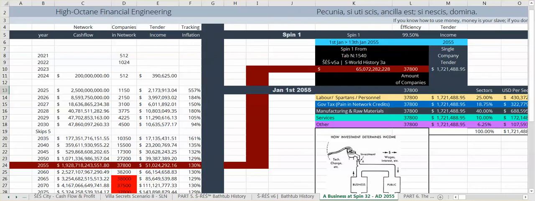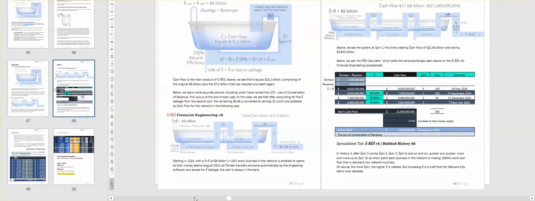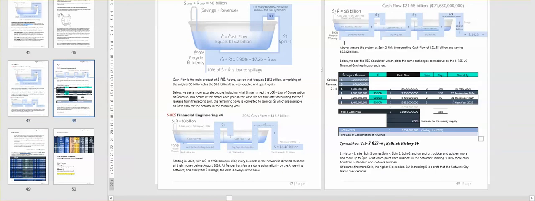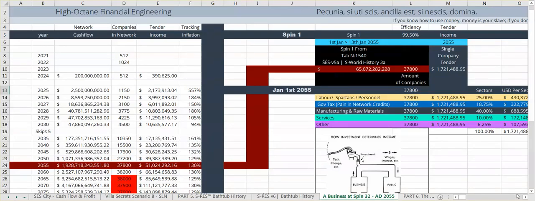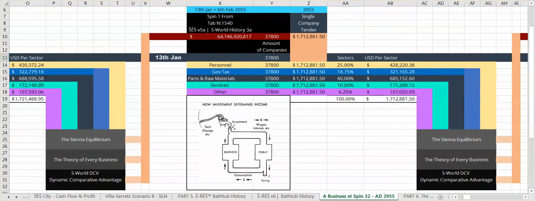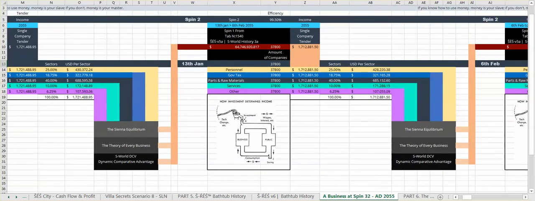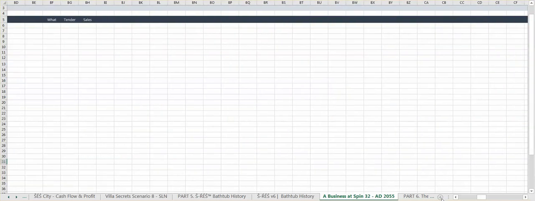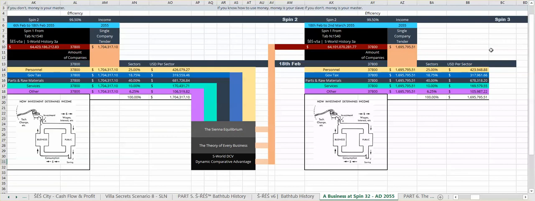This was the bathtubs diagrams. Where are they? Okay, you see this one here, the last one, how it snakes around. That's basically a graphic representation of this, where we can see it snaking around what I call the Sienna equilibrium. Let me just make the spreadsheet smaller so you can see it. There we go. So it comes along, different sector spending, just get caught in the mix, and they all turn around and they all spend the same money on each other again and again. Sienna equilibrium, theory of every business, dynamic comparative advantage, now net zero dynamic comparative advantage. And this would basically go on for as many spins as one had.